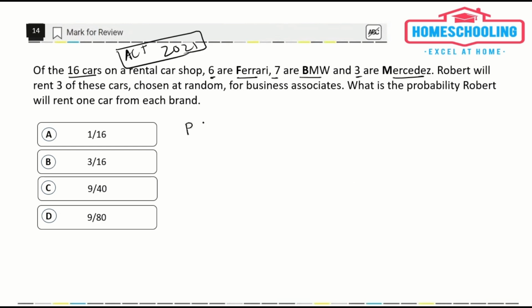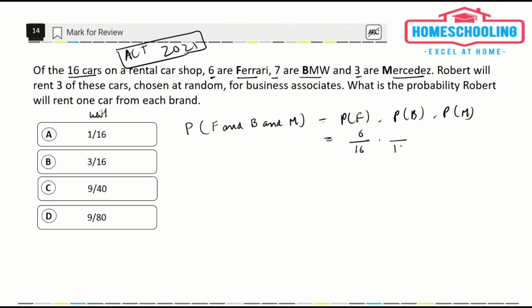So we can say that we need the probability of finding a Ferrari, BMW, and Mercedes. So let's find out. So P, probability of Ferrari, probability of BMW, and probability of Mercedes. As we can see, we have a total number of cars as 16. And how many Ferraris do we have? 6. Now after taking one Ferrari out, because nothing is given in the question about with or without replacement, by default we'll take it without replacement.